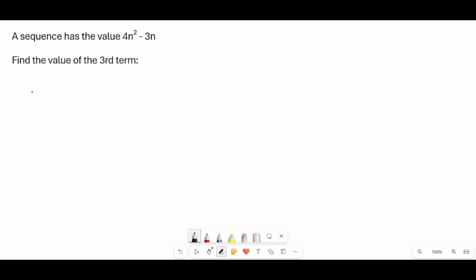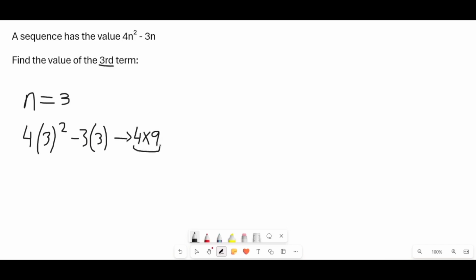So exact same type of question here. We're going to see that it says third term, so we're going to set n equal to 3. Once again, just substitute in those numbers. And then we're going to expand the brackets and solve it in the normal way. And 27 is going to be your answer here.